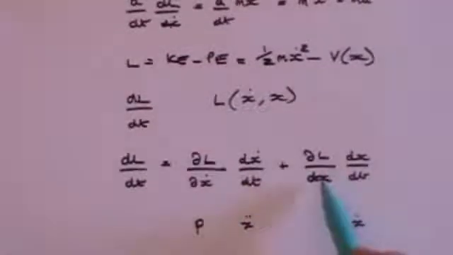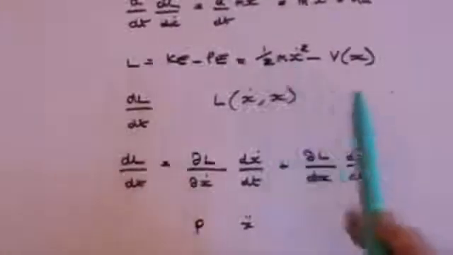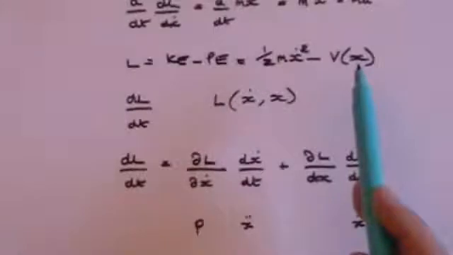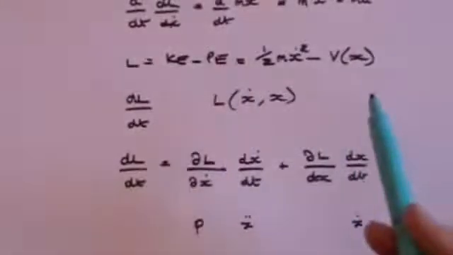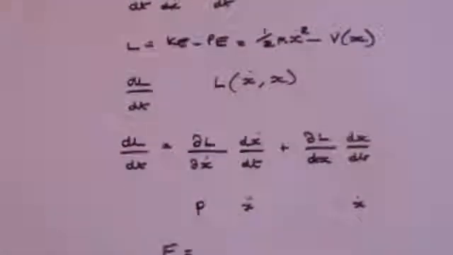Finally, what is dL/dx? Well, there's no x term here, so you get nothing from that. And this just gives you minus dV/dx. And again, I set that out earlier on. What is minus the derivative of the potential? It is the force. Now, I could put the force in here, but I'm going to simplify it still further.